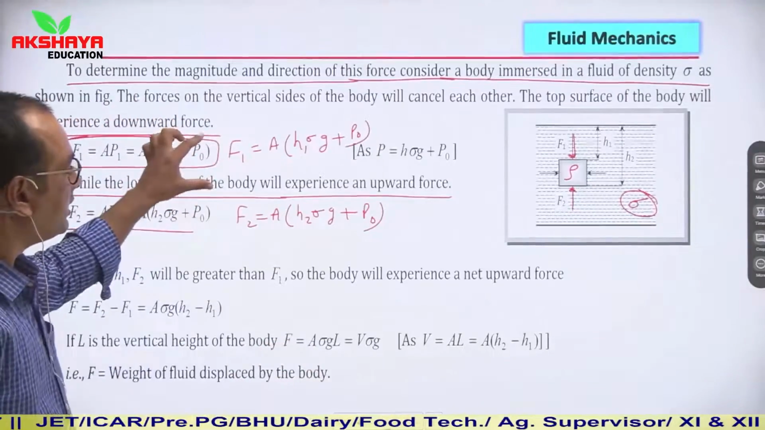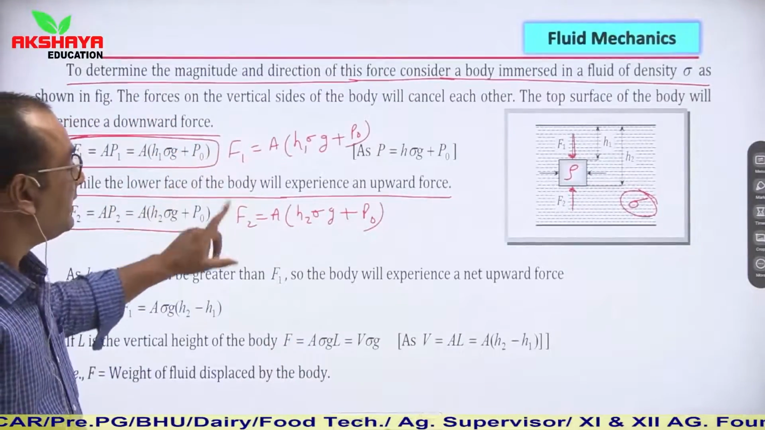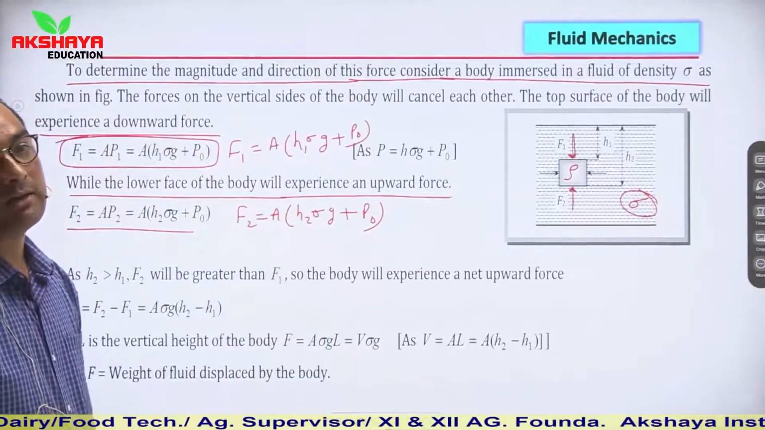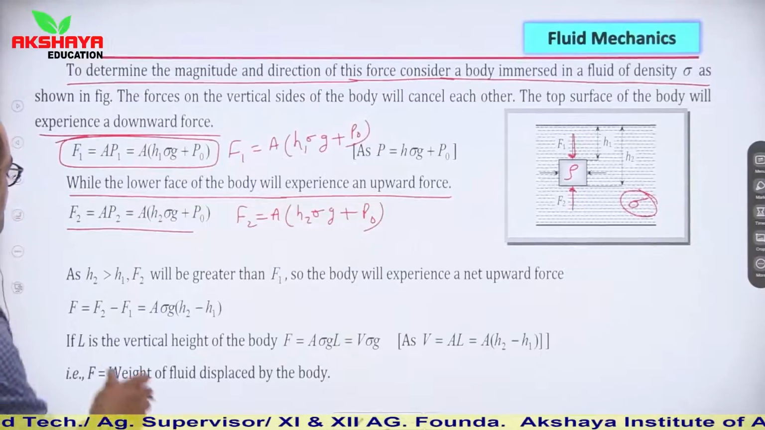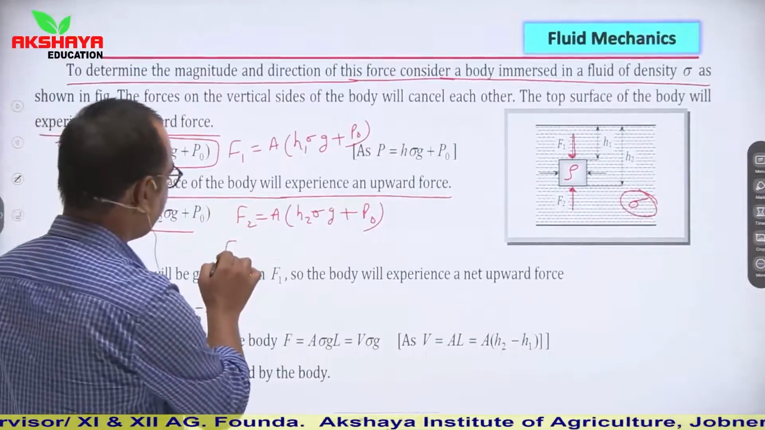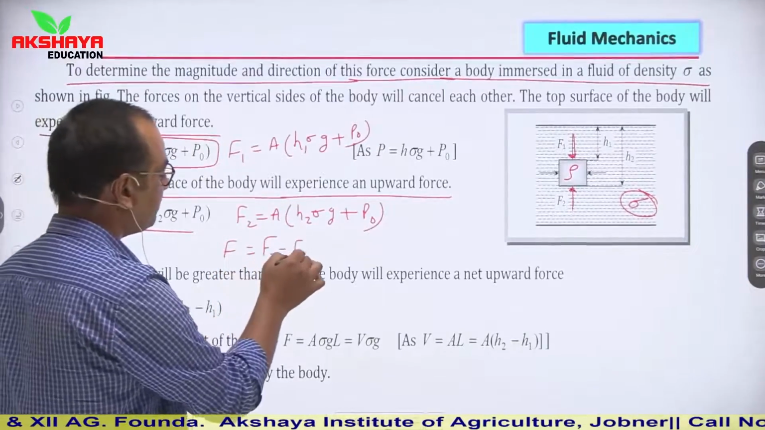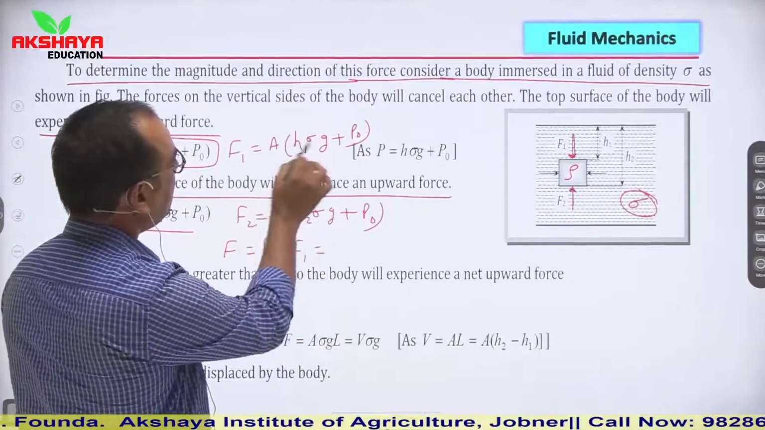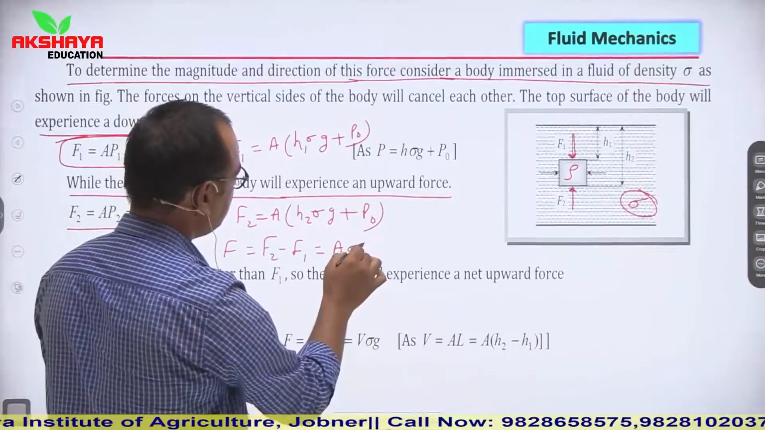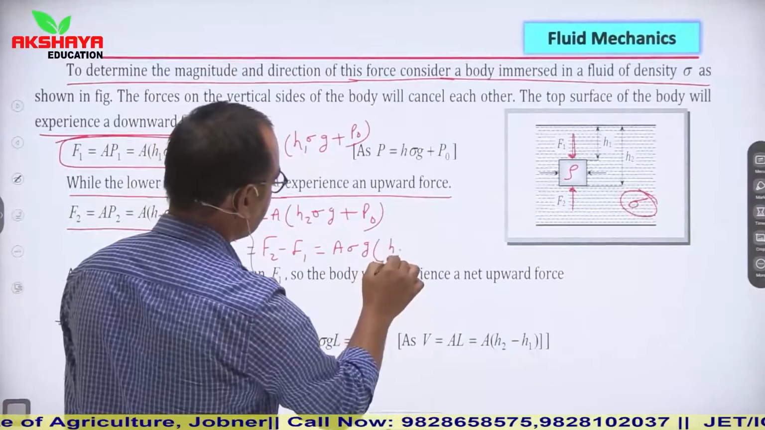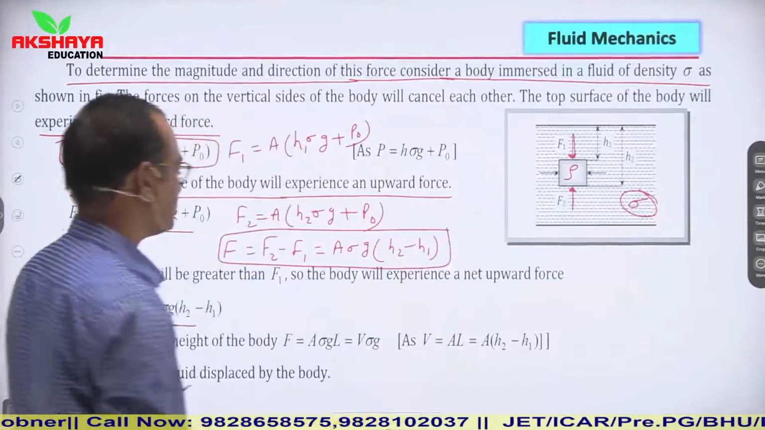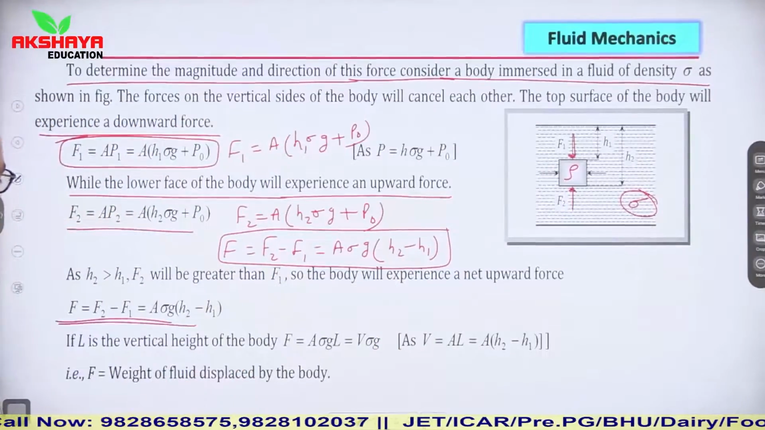Clear? And the difference of these two forces, the net force, is in the upward direction. So F2 minus F1 will give us the magnitude of the buoyant force. You can simply see from here that the net force is in the upward direction. So the net force is F2 minus F1, and P naught cancels out. So it is A sigma g into H2 minus H1. This is the magnitude of force in the upward direction.